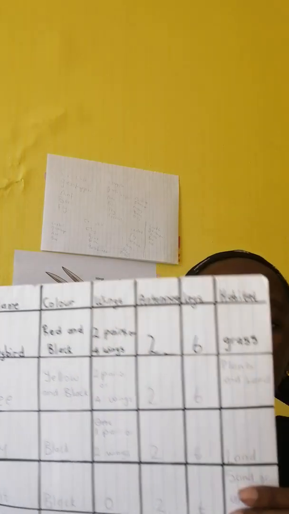So when you are done, I want you to take out your animal magazines, and I want you to cut out five different insects from the magazines. And then I need you to create a table. So your table should be something like this. It should look something like this.